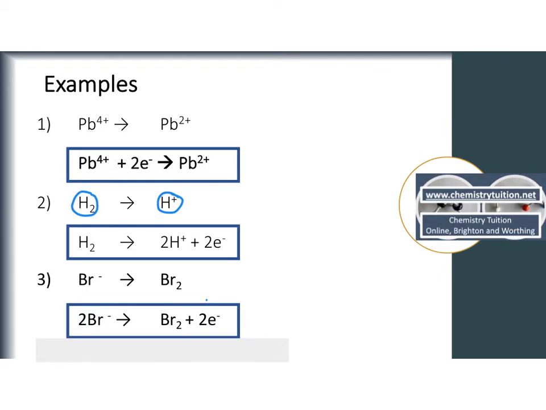An easy way to check whether these are balanced with charge is if you have a look at this side of the equation, I've got 4 pluses and 2 negatives, which gives me an overall charge of plus 2. And here I've got an overall charge of plus 2. For the hydrogen, this is neutral, and I've got 2 pluses and 2 negatives, which overall is neutral. Here I've got an overall charge of minus 2 because I've got 2 Br- negative ions, and of course here I've got an overall charge of minus 2 because I've got 2 electrons.